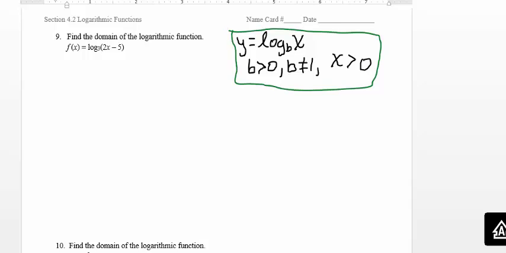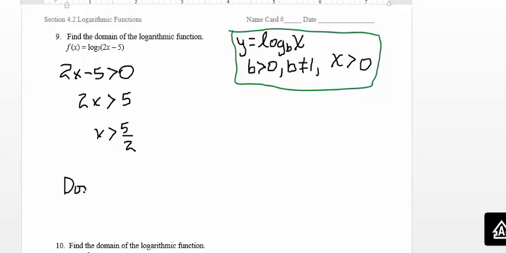Well, now, instead of having x in this position, we have 2x minus 5 in this position. And it needs to be bigger than 0. So let's add 5 to both sides, and we see that 2x has to be bigger than 5. And let's divide both sides by 2, and we see that x has to be bigger than 5/2.